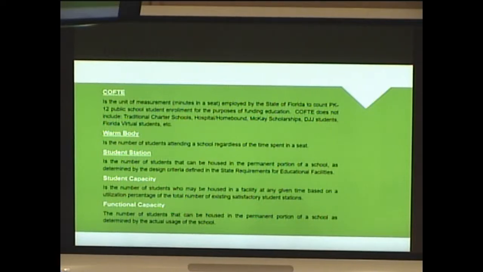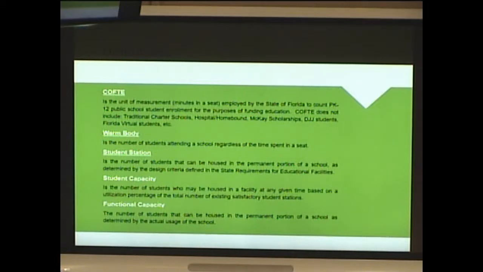Then you'll hear us talk about warm body. So that's Rhonda goes to school all day long. Mr. Clinch has to build her a seat because he doesn't know when Rhonda comes to school, is she going to be full-time, part-time, three-quarters of a time? So we have two types of projections. Warm body is if everybody went to school all day long, and then we have what the state requires us to project, which is COFTE.